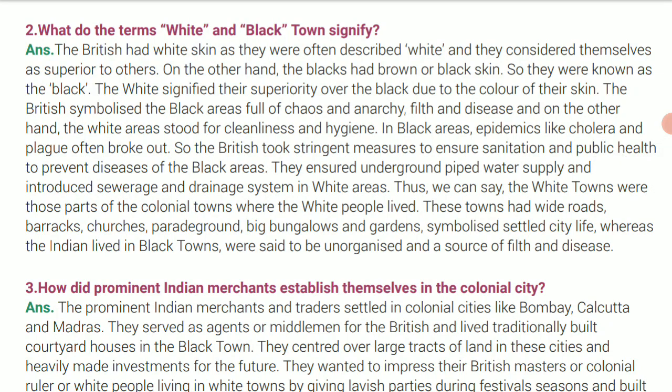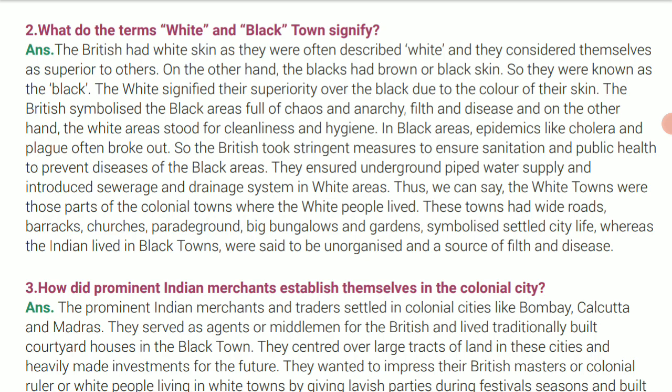Now, what do the terms white and black town signify? The British had white skin, as they were often described, and they considered themselves superior to others. On the other hand, the Indians had brown or black skin, so they were known as the black. White signified supreme superiority over the black due to the color of their skin. The British symbolized the black areas as full of chaos and anarchy, filth and disease, and on the other hand, the white areas stood for cleanliness and hygiene.